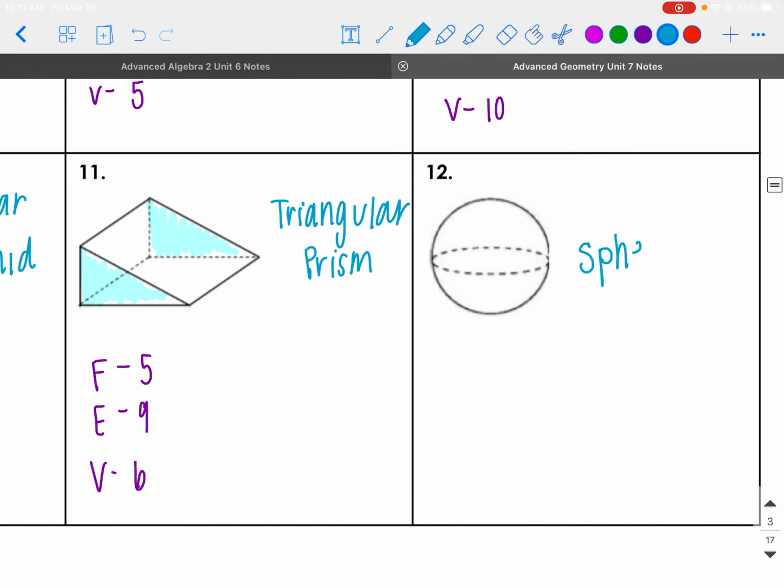And number 12 is a sphere. This was a tricky one. We say it has 1 face, but 0 edges and 0 vertices.